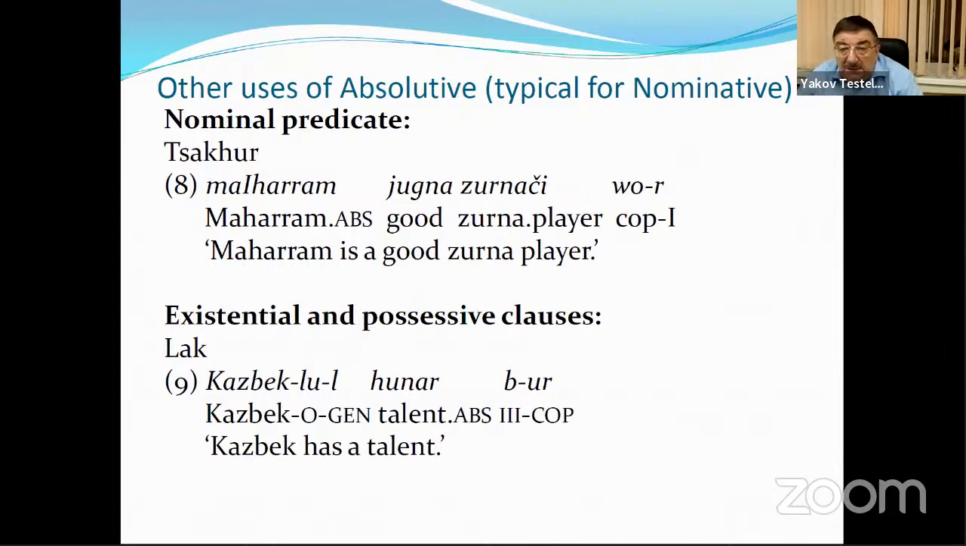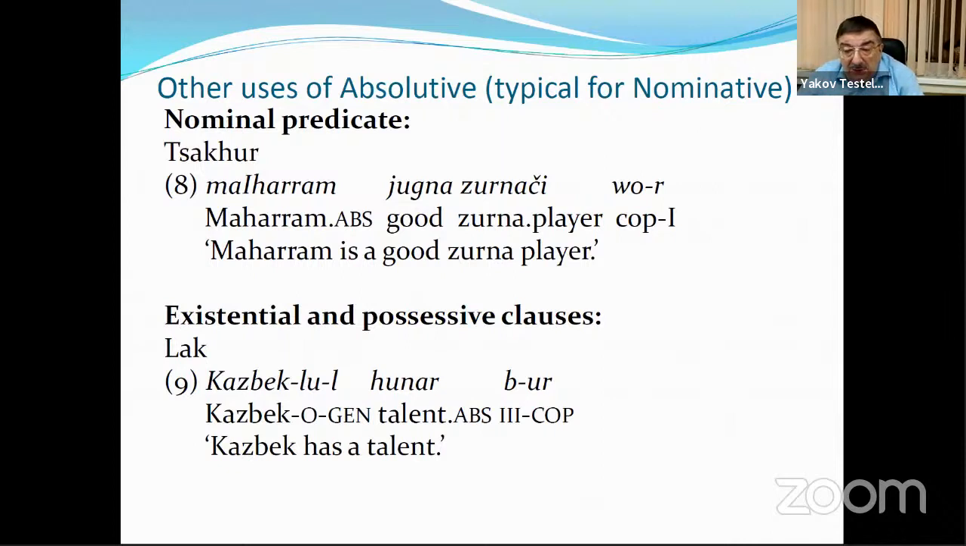Which is very interesting by itself, that the absolutive so much resembles the nominative in languages with a nominative-accusative system of alignment. It may be a nominal predicate, like in Sakur, Maharam is a good zurna player, Yugna Zurnachi, example 8. Yugna Zurnachi is an absolutive. It's the case of the nominal predicate.